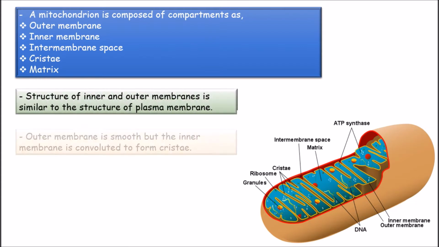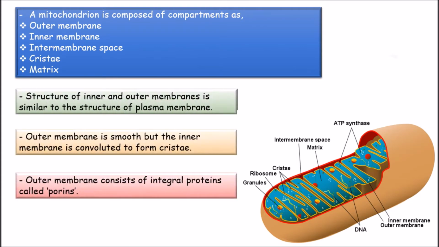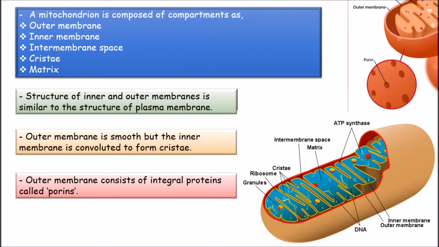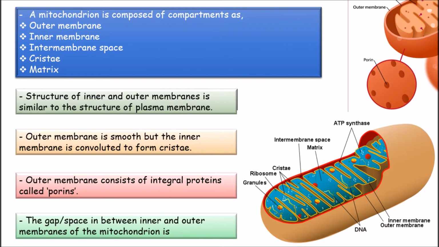The inner and outer membranes are composed of phospholipid bilayers and proteins. The two membranes have different properties. Outer membrane is smooth, but the inner membrane is convoluted to form cristae. Outer membrane consists of a large number of integral membrane proteins called porins. The gap space in between inner and outer membranes of the mitochondrion is called intermembrane space.